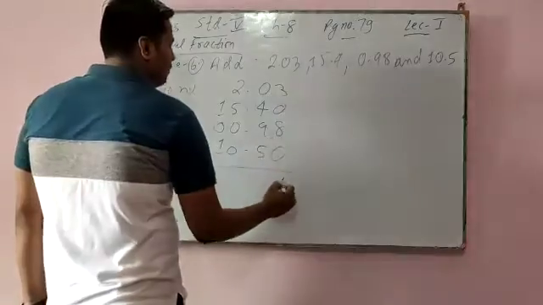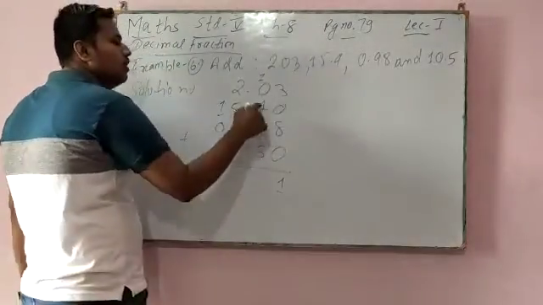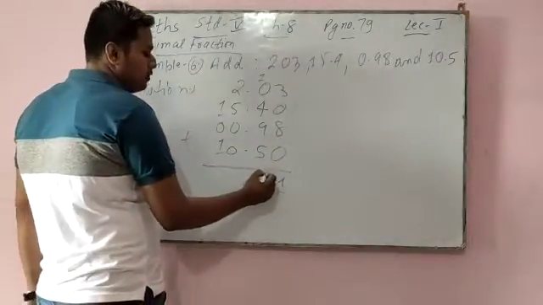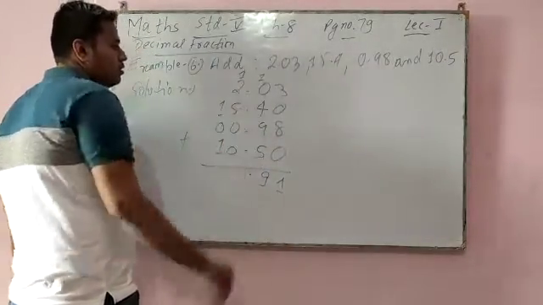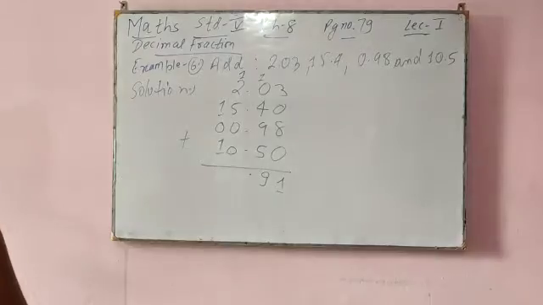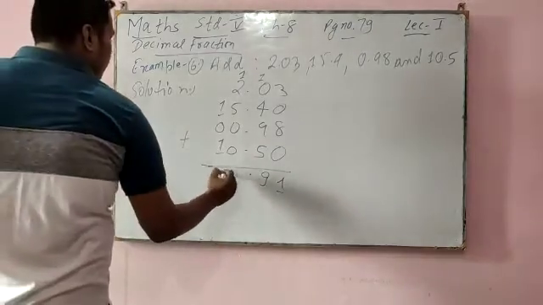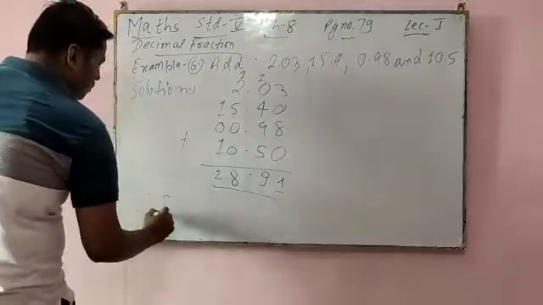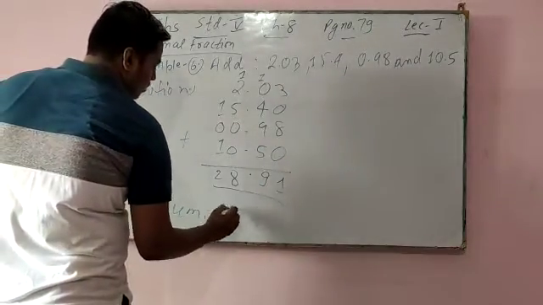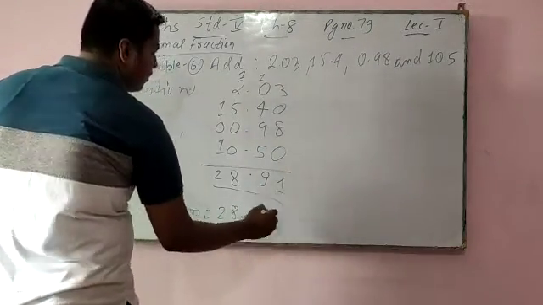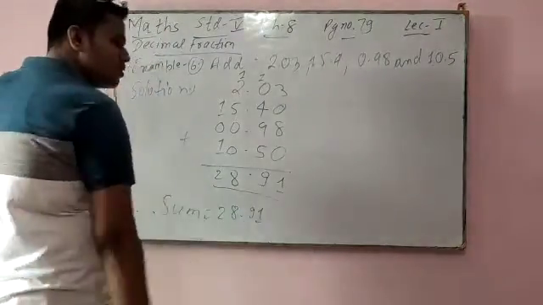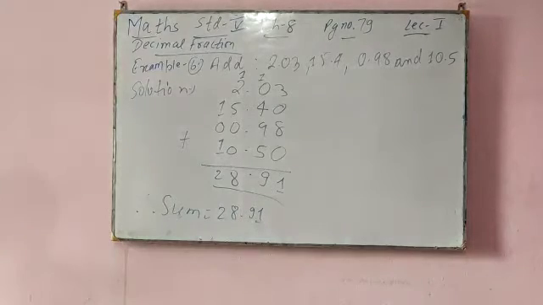8 plus 3 is 11, 1 carried. 5 plus 4 plus 1 is 10, 0 and carry 1. 9 plus 5 is 14. 2 plus 1 is 3, plus 5 is 8, and 1 plus 1 is 2. So when you add, the sum is equal to 28.91. So this is your sum.